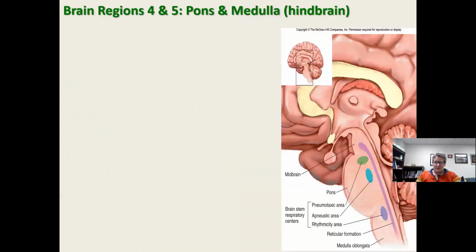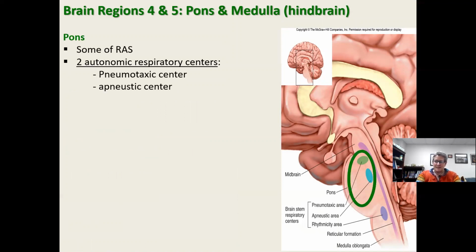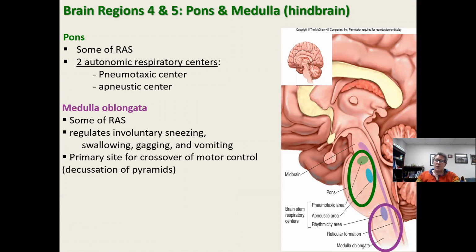Okay, moving on to other parts of the brain stem. The pons. The pons right here has two respiratory centers that are for autonomic control of your breathing. Now, the medulla actually controls the pons with its respiratory center, which I'll get to. But notice the pons and the medulla also have some of the reticular activating system.